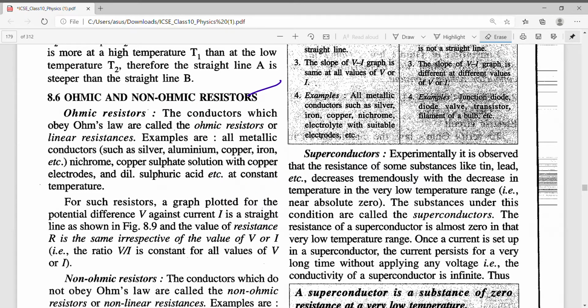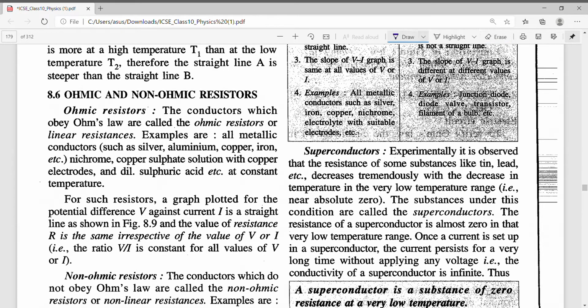अब ohmic resistors कौन से होते हैं? The ohmic resistors are those resistors, the conductors which obey Ohm's law, are called ohmic resistors or linear resistors. Ohmic resistors को और क्या कहा जाता है? Linear resistors भी कहा जाता है. Examples जैसे जितने भी metallic conductors हैं, जैसे silver, aluminium, copper, iron, nitrogen, copper sulfate solution with copper electrodes, dilute sulfuric acid, etc. ये सारे constant temperature पे हैं, तो ये क्या है? Ohmic resistors, because ये Ohm's law को obey करते हैं.